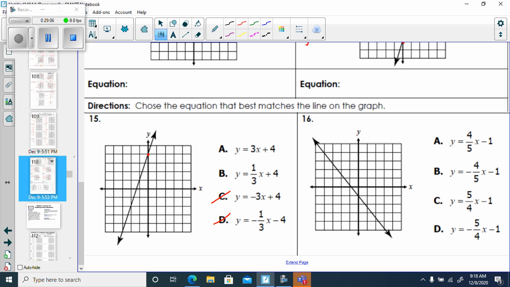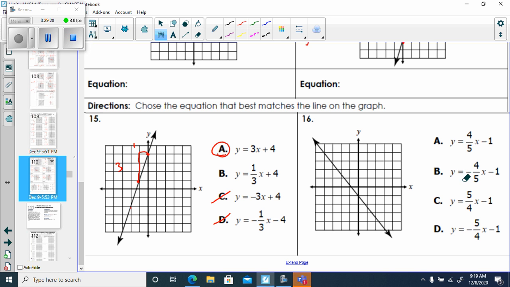Let's find 2 points that are on grid lines. Here's one, here's another, okay? Here's another, okay? I'm going up 1, 2, 3, and over 1. Slope is rise over run, so it's 3 over 1. Here's our right answer.